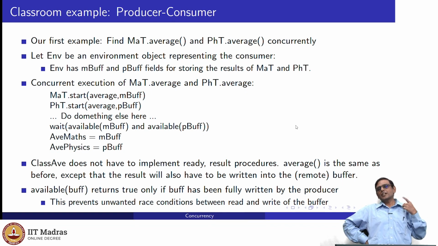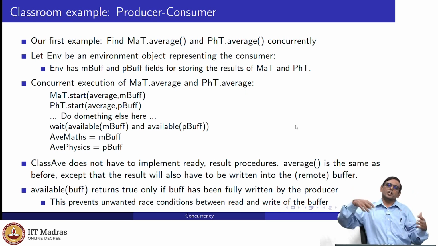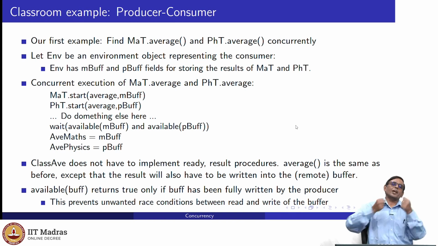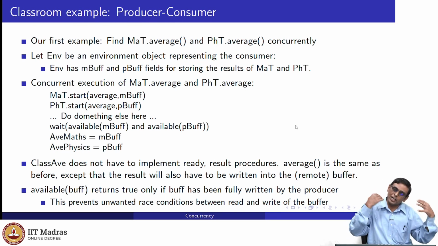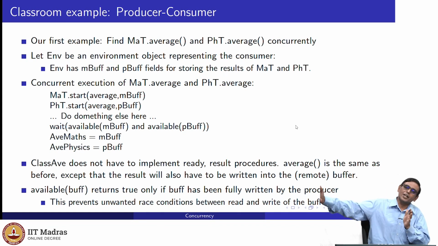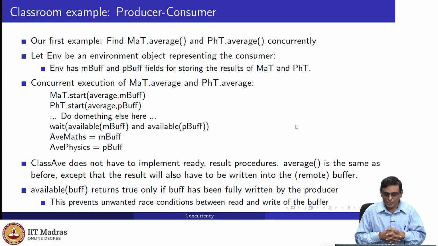Now remember, when we had this discussion, we were talking about what happens. This idli is being served with chutney, and before the chutney was put on the tray, I took the idli away and all that. These kinds of issues. How do I know that what I have written has been written fully? Before I wrote the full data, somebody could start reading the data and you will get nonsense. So the available function makes sure that the buffer has been fully written to by the producer, and only after that it says it's available, right?